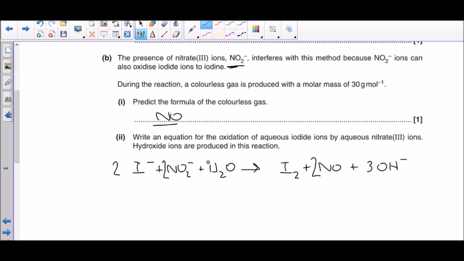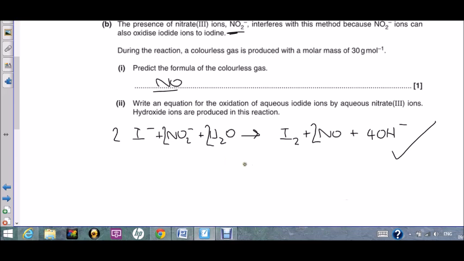So we're going to have to increase the number of waters, which again is going to change things for us. So now we're going to have to include another OH minus, and we'll have our final check, I think. So 2 iodines, 2 iodines, 2 nitrogens, 2 nitrogens, 4, 5, 6 oxygens, 1, 2 and 4, that's 6 oxygens, 4 hydrogens and 4 hydrogens, so all the atoms are fine. This side we've got 4 negative charges, this side 4 negative charges, so that is our final balancing, and that's the final mark on this paper.